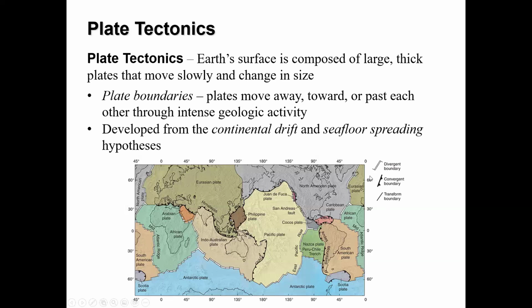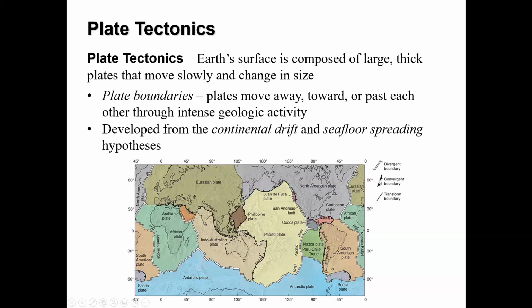But the main three types here are divergent. This is where plates are moving away from each other. And so that's defined by this symbol right here. So we can see throughout the oceans, those are largely divergent boundaries in the middle of the oceans here. So that's essentially the mid-ocean ridges.